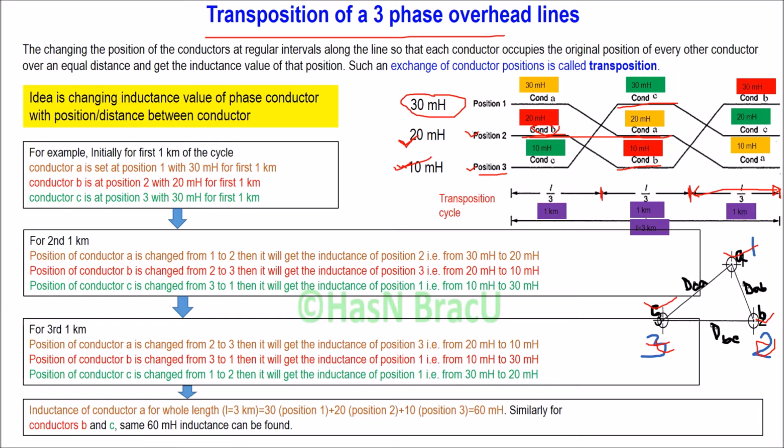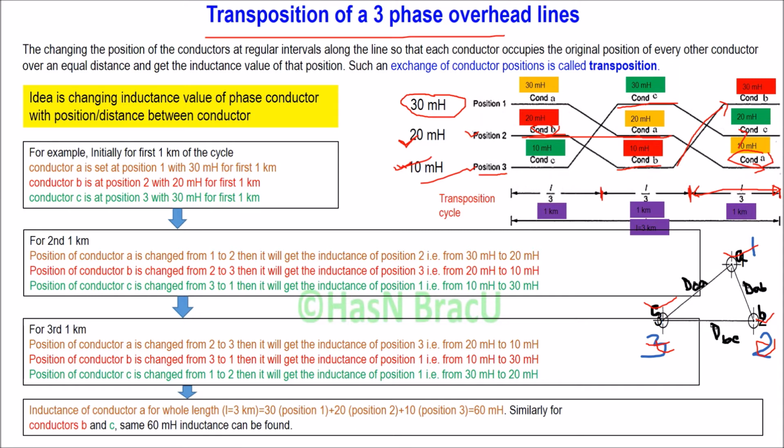For the third or last section of the transposition cycle, the position of conductor A is changed from position 2 to position 3, so it will occupy the inductance of position 3, that means 20 millihenry to 10 millihenry. Similarly, conductor B, its position is being changed from position 3 to position 1, so the inductance value will change from 10 millihenry to 30 millihenry, and conductor C, its position is changing from position 1 to position 3, so it will occupy inductance value 20 millihenry, right?